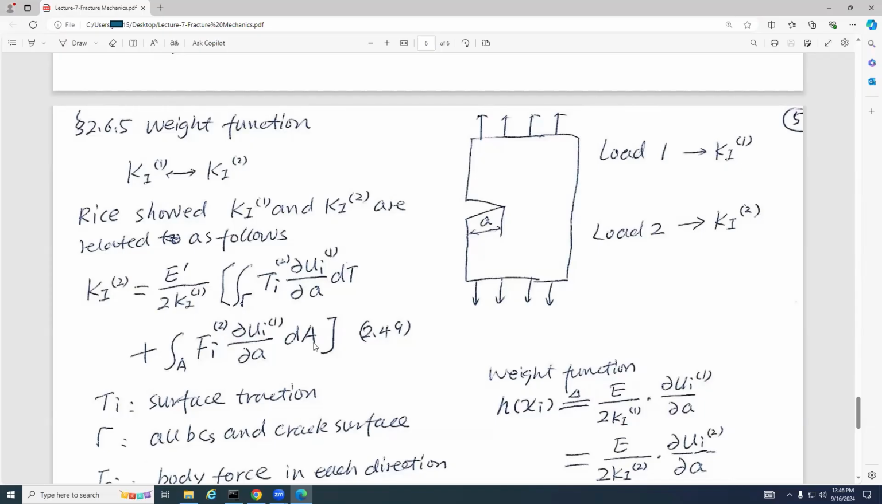Follow me, please. So Ki2 equals E prime, and E prime is the effective Young's modulus. It depends upon whether it is plane stress or plane strain. So this is Ki1, and within this square bracket, we have the boundary gamma, Ti2, and Ti2 on the boundary.